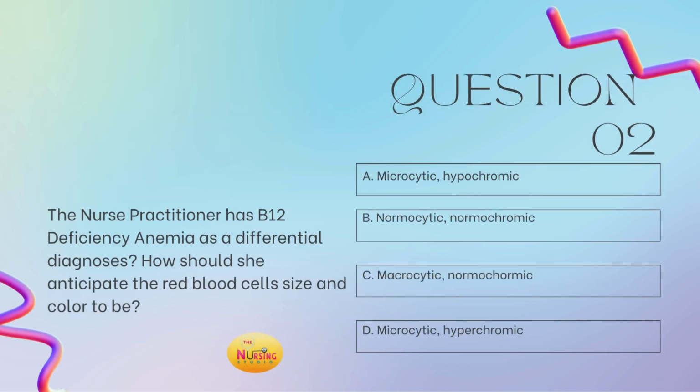Question number 2. The nurse practitioner has B12 deficiency anemia as a differential diagnosis. How should she anticipate the red blood cell size and color to be? Is it A, microcytic hypochromic, B, normocytic normochromic, C, macrocytic normochromic, or D, microcytic hyperchromic? Take a moment and tell me what you got in the comments, you guys.